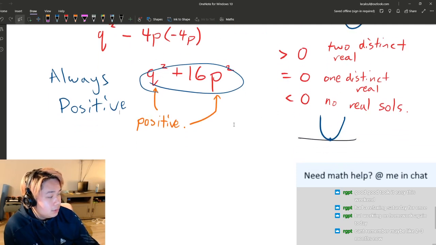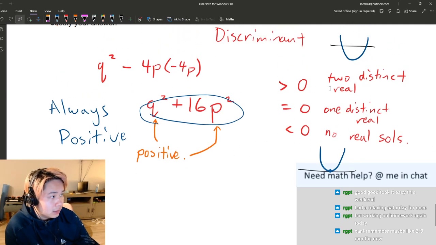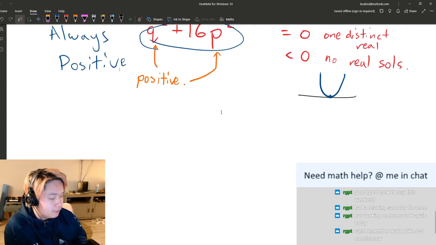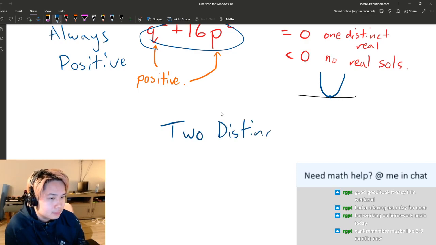So according to our talk about the discriminant, because it's positive, I will have two distinct real solutions.